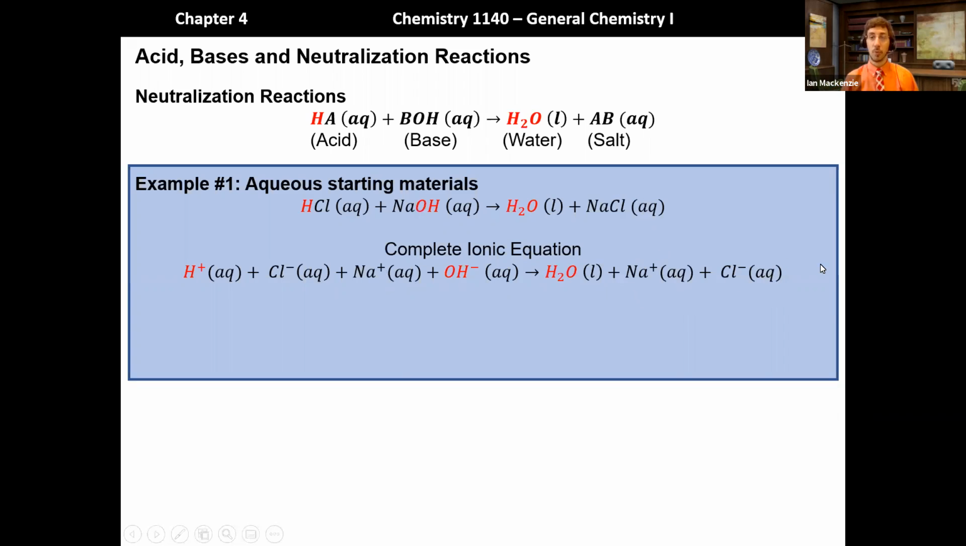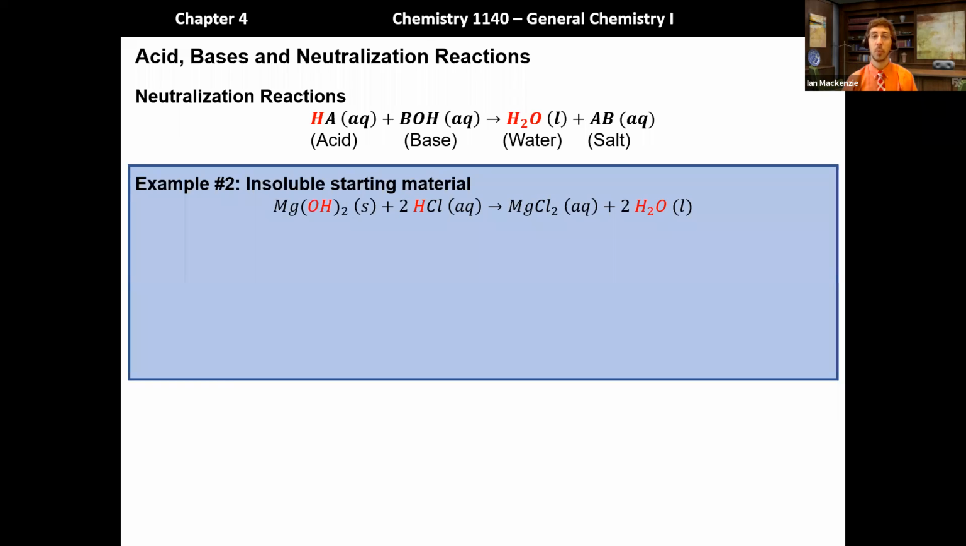And then to really illustrate what's going on, we look at the net ionic equation, and we do that by identifying our spectator ions and canceling them out. Chloride shows up in the exact same form on both sides of the equation, so we cancel it out. Sodium shows up on both sides in the exact same form, so we cancel it out, and we're left with a net ionic equation that has just H+, the proton, combining with OH- to form water.